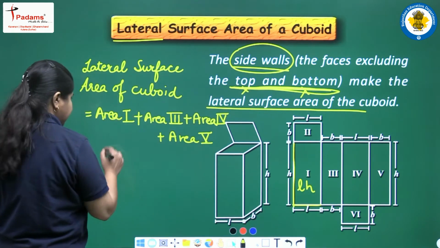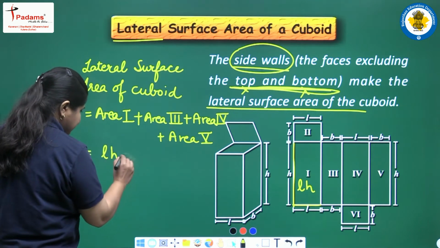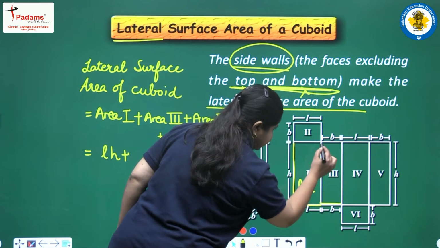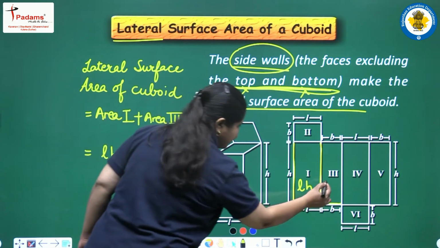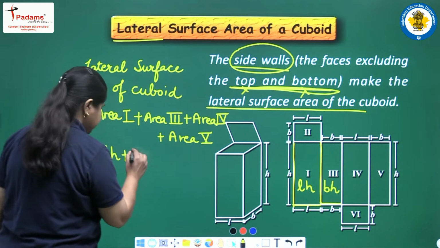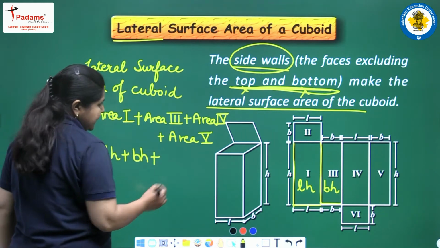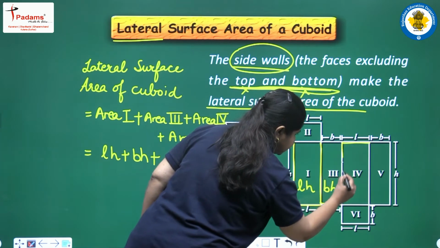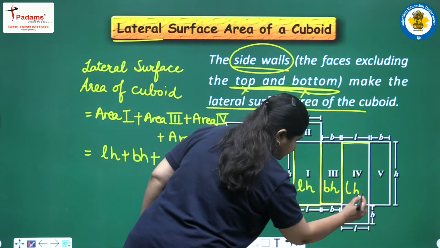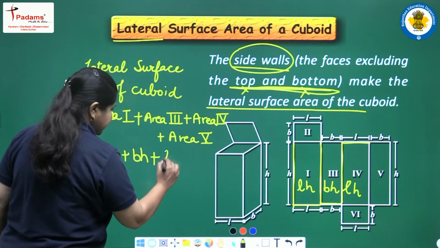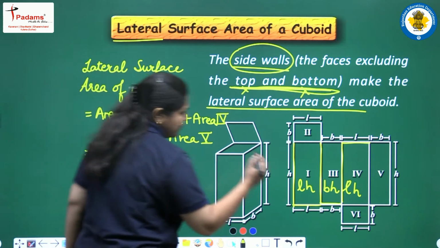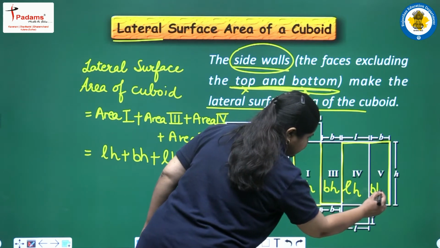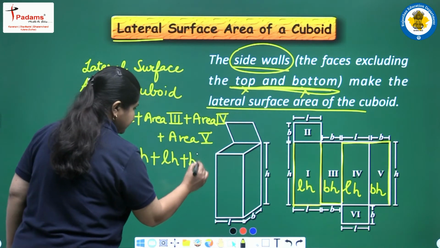So we write here area of the first face L into H, plus here third face it is B here, and this is H, so B into H you can relate here, B into H, plus here this one fourth face, this is L and this is H, so again it is L into H. We write here L into H, plus this fifth face, this is B and this is H, you can see, so again it is B into H, so B into H.